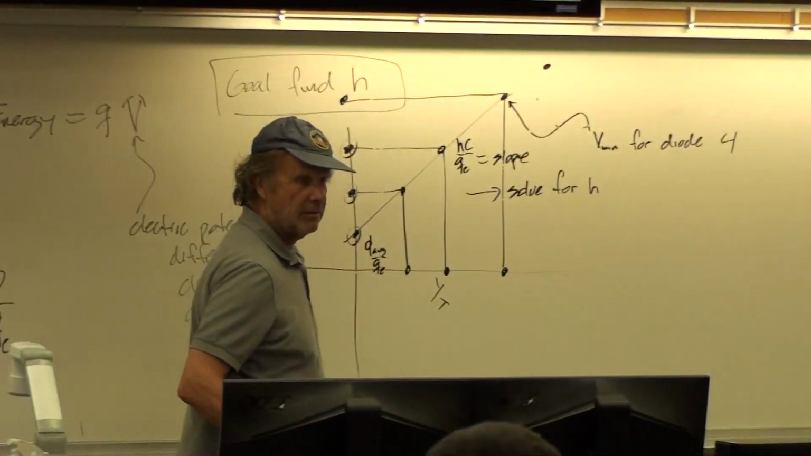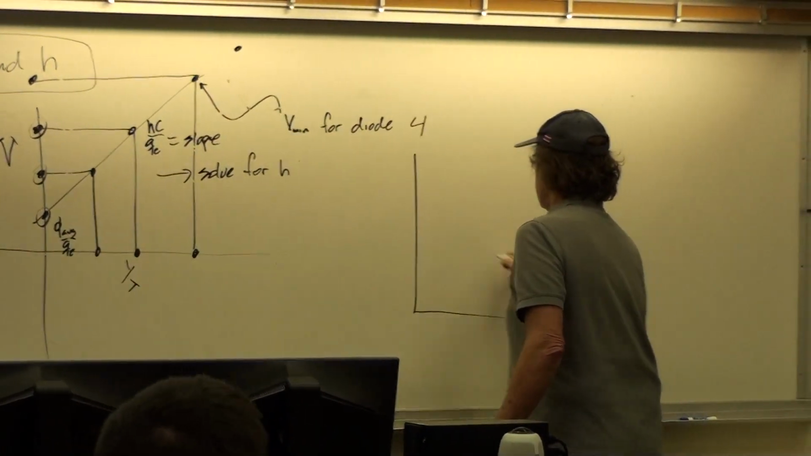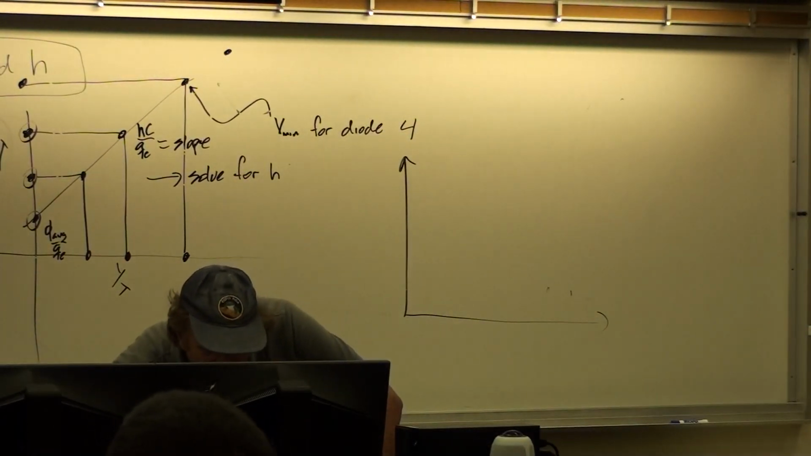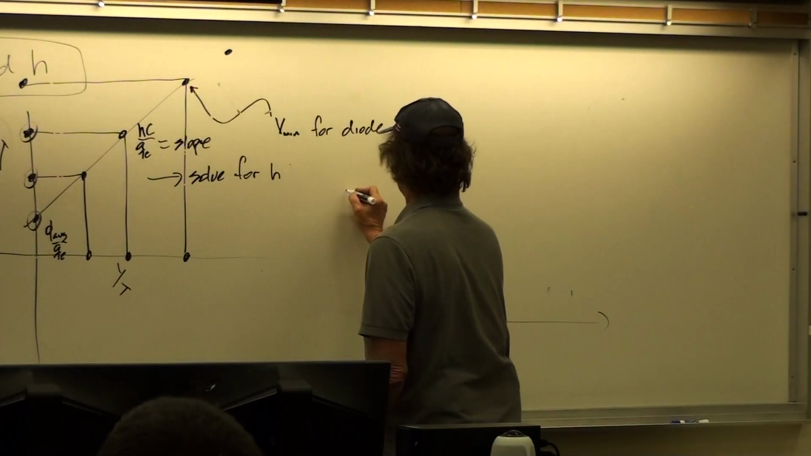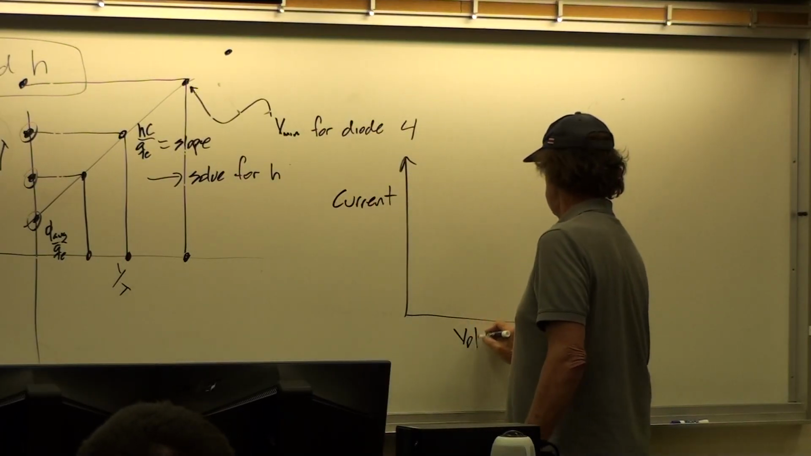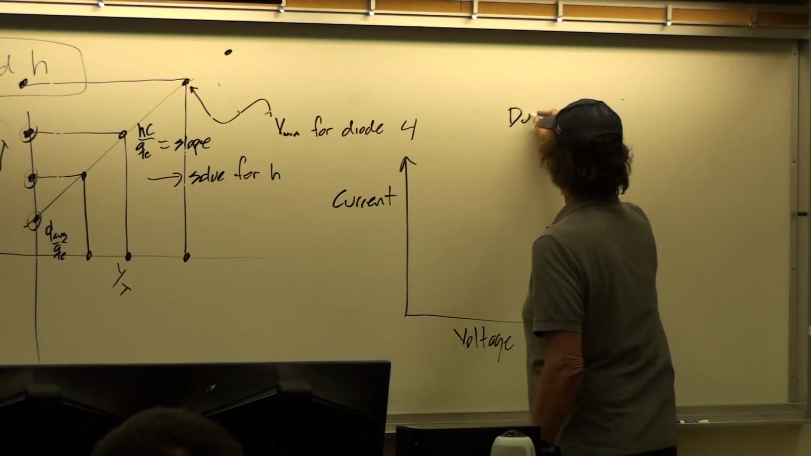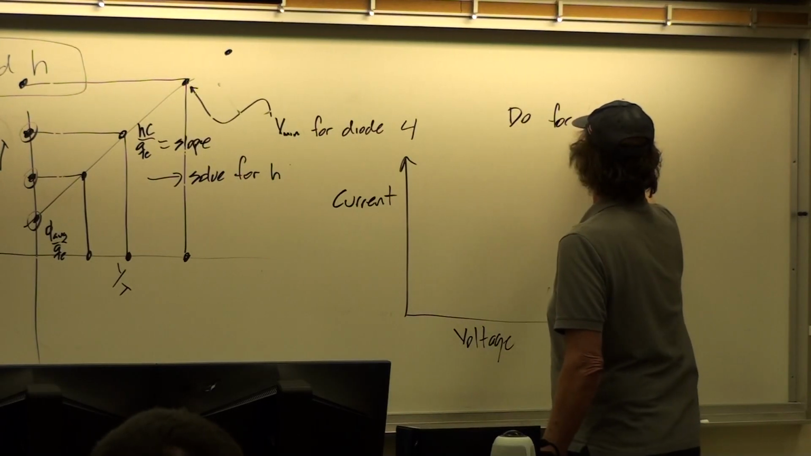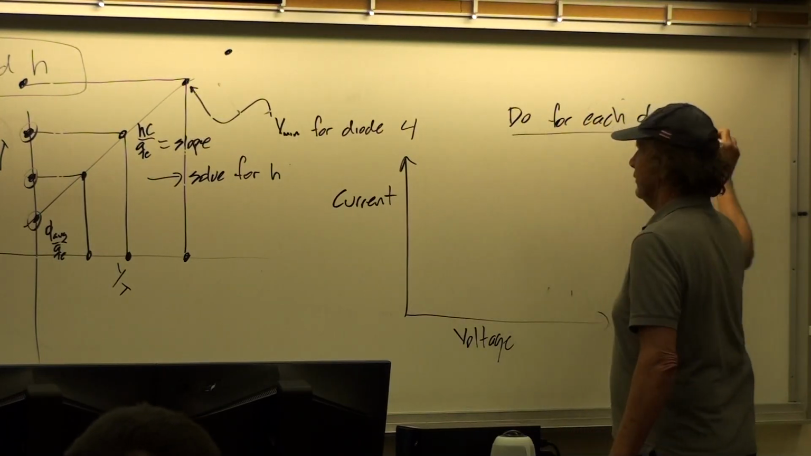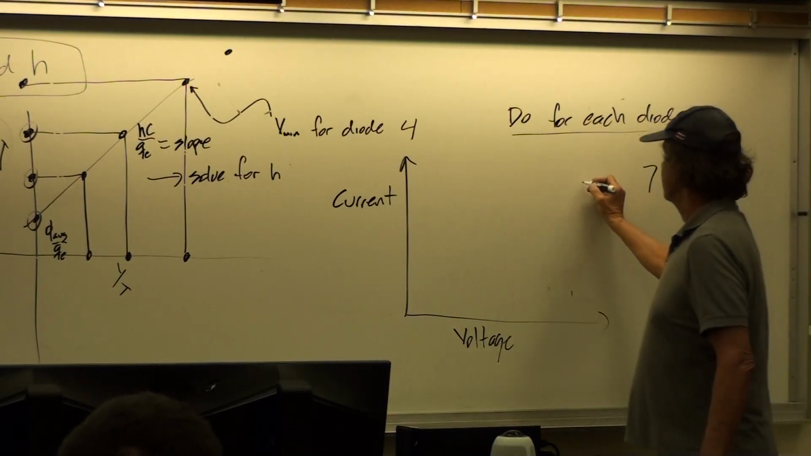Okay, and so what you're going to need to do then is plot something like, here, this is current versus voltage. So you need to do this for each diode. So we've got 7 of them, so we need 7 of these plots. So it's going to look like this.